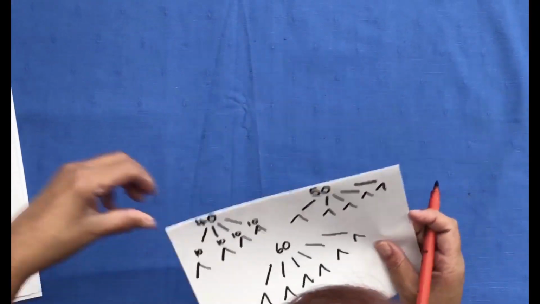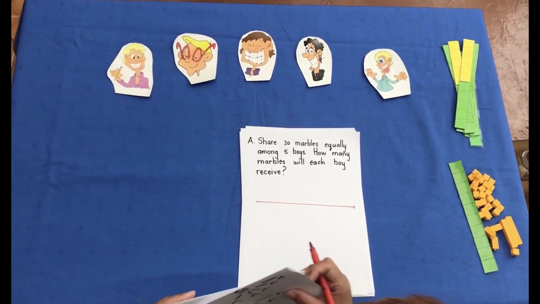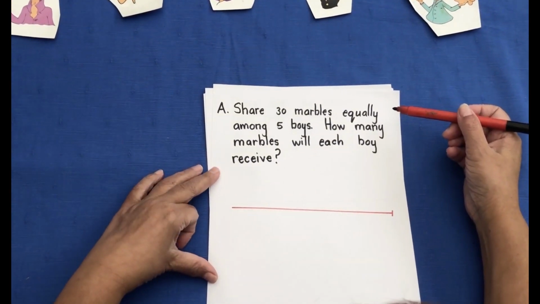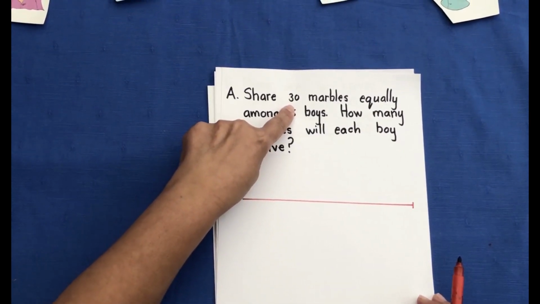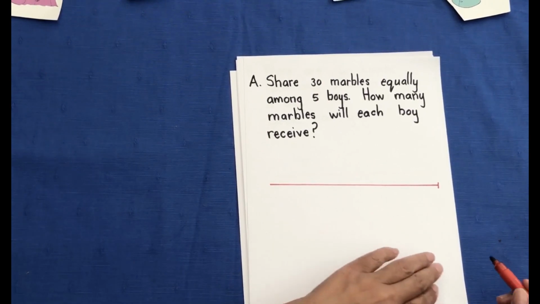Okay, let's read our first word problem. Share 30 marbles equally among 5 boys. How many marbles will each boy receive? How many 5s in 30? 6. Let's show it on a number line.